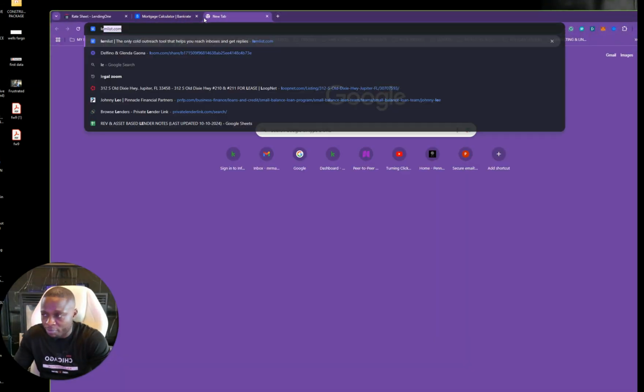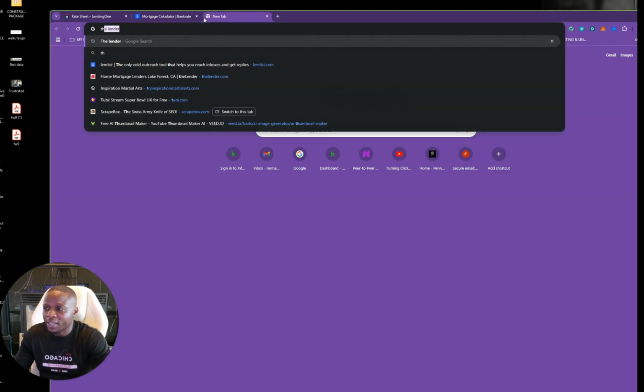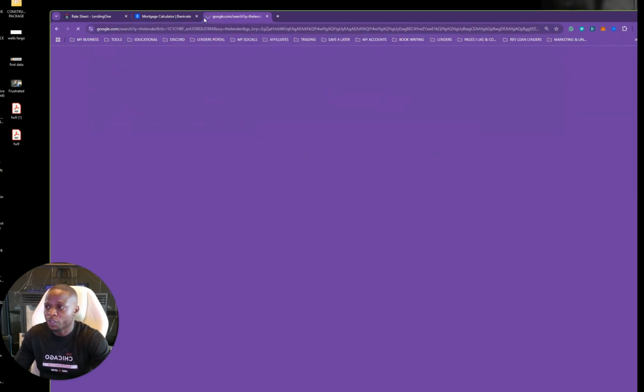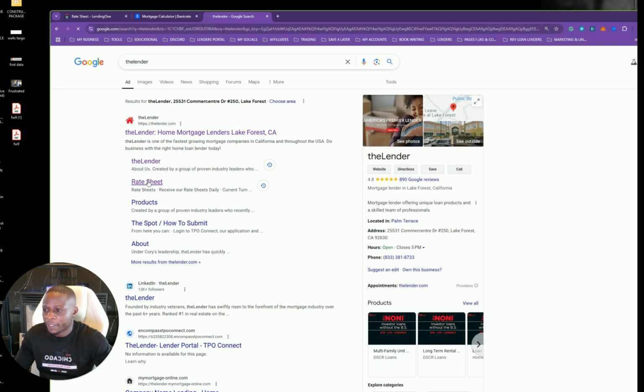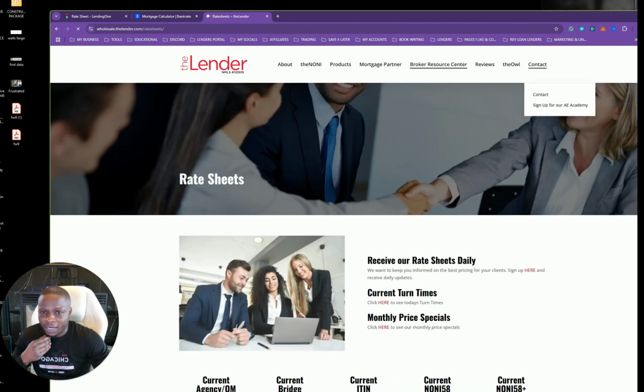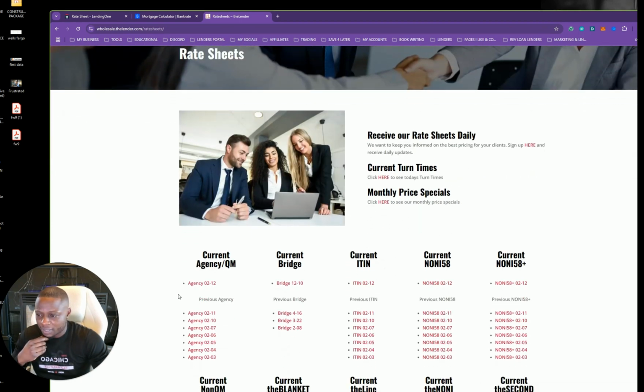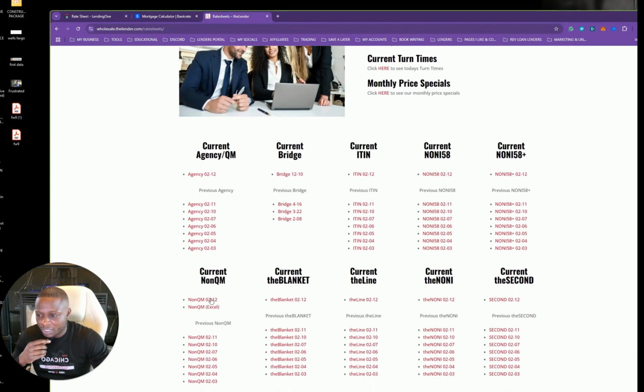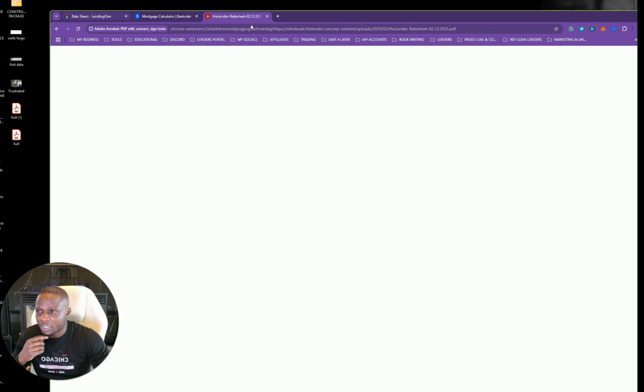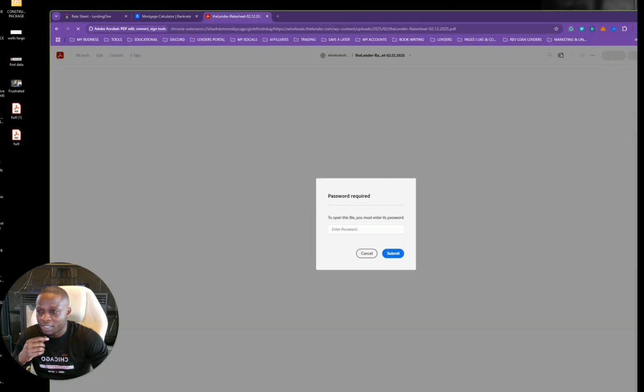Let's read another rate sheet from a major lender that deals with QM and non-QM loans. Okay, this is a huge lender out there. So these are, as you can see, agency, basically QM loans, then you have your non-QM loans at the bottom there. Let's look at the agency loans, and let me get this password that I need in order to access this real quick.